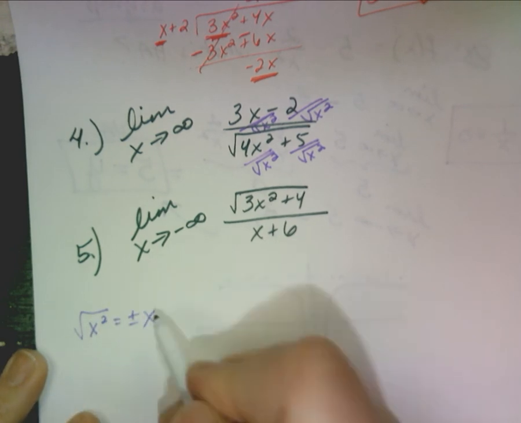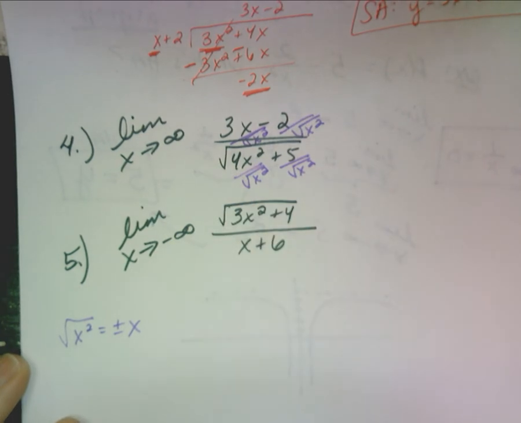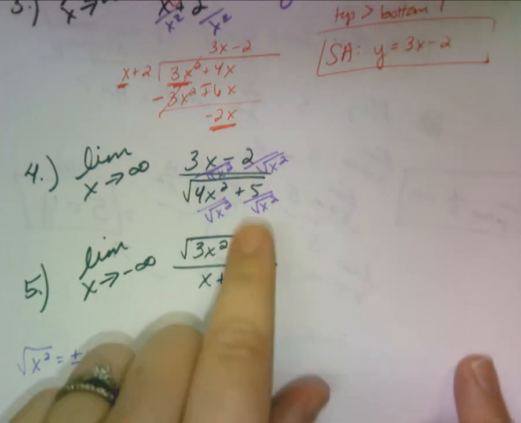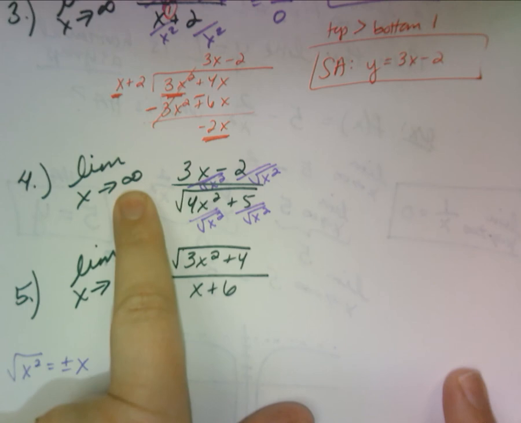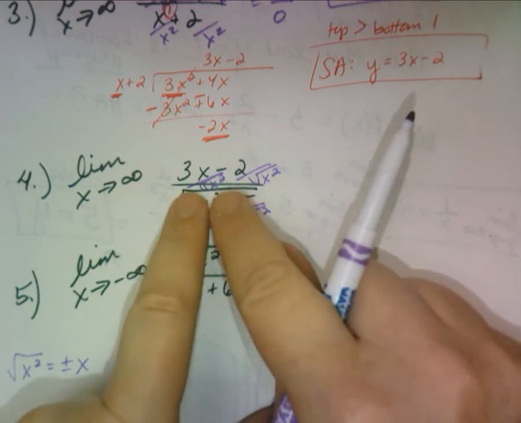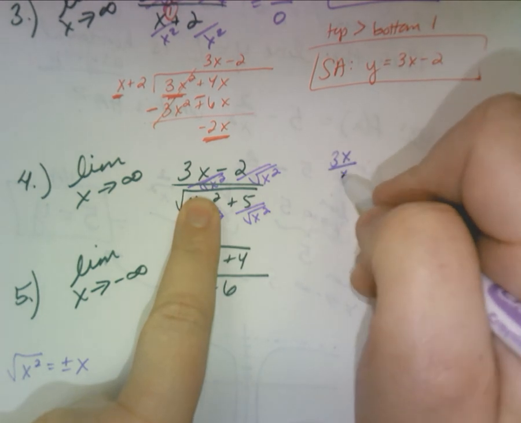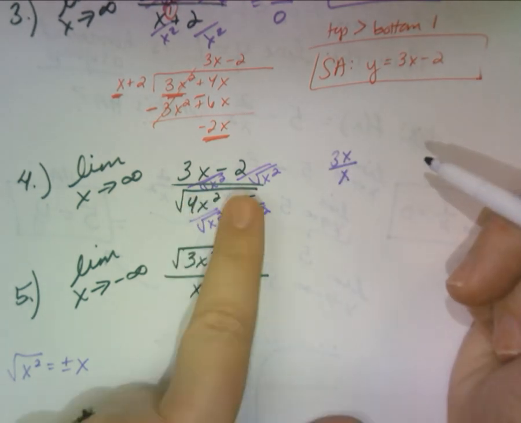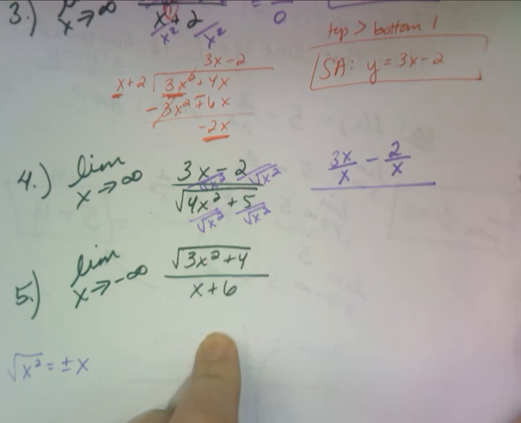Why is that important? Because depending on which infinity you're going to tells you if you're going to be positive or negative. That's why. So here's what I mean. For this one, I'm going to positive infinity. Would you agree? So x's are getting larger. When I divide by the square root of x squared, I'm actually dividing by positive x. Minus 2 over positive x.